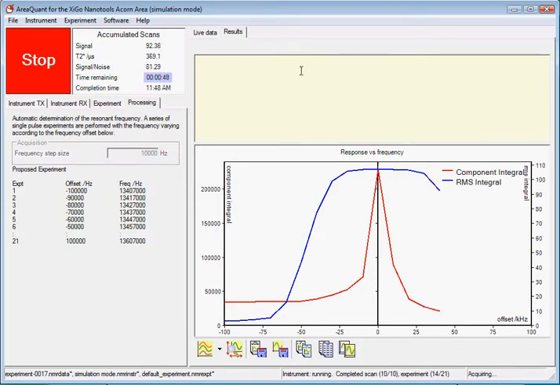In practice, when we're running Find Resonance, we scan through twice, initially at 10 kilohertz, and then we look at the peak in the component integral, and then rescan in 1 kilohertz increments, in a bandwidth of 10 kilohertz around the peak in the red curve. And that's how Find Resonance works.